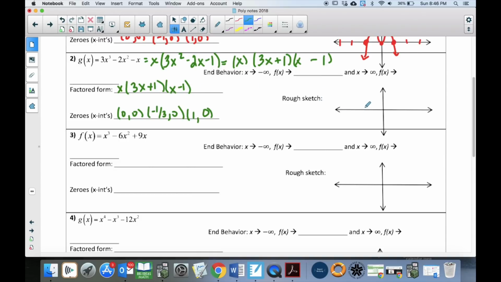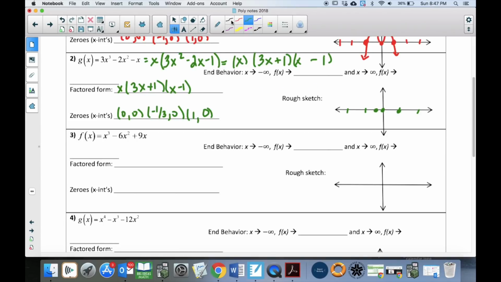So this time I'm going to make my hash marks. I'm going to spread them out a little bit more just so I have space to get that 1/3 in there, because I have a 0, 0, I have a negative 1/3, and I have a positive 1. Once again, the y-axis is purposely left kind of short because I don't really care how high or how low it goes in general.